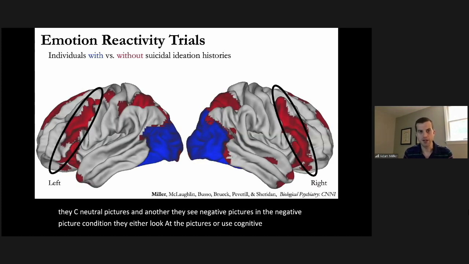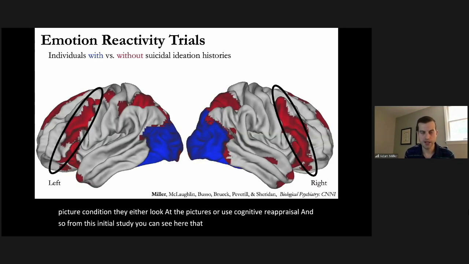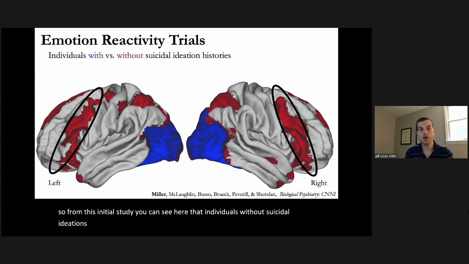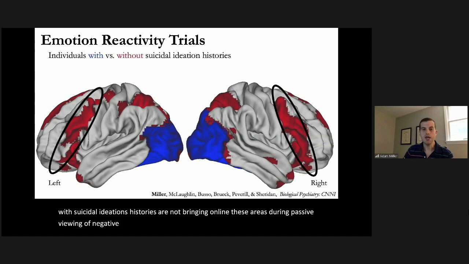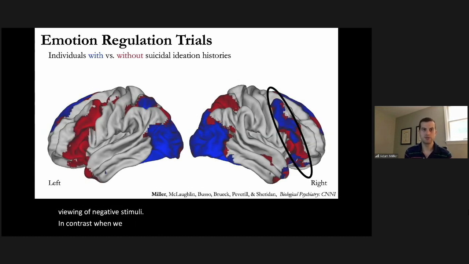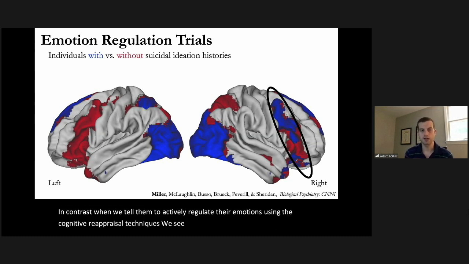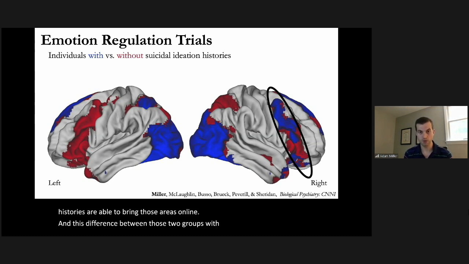And so from this initial study, you can see here that individuals without suicidal ideation histories are bringing online their prefrontal cortex regions, and presumably in the support of emotion regulation, automatically. Whereas our kids with suicidal ideation histories are not bringing online these areas during passive viewing of negative stimuli. In contrast, when we tell them to actively regulate their emotions using the cognitive reappraisal techniques, we see that individuals with suicidal ideation histories are able to bring those areas online. And this difference between those two groups was significant. And in the prefrontal cortex, this region was the dorsolateral prefrontal cortex.